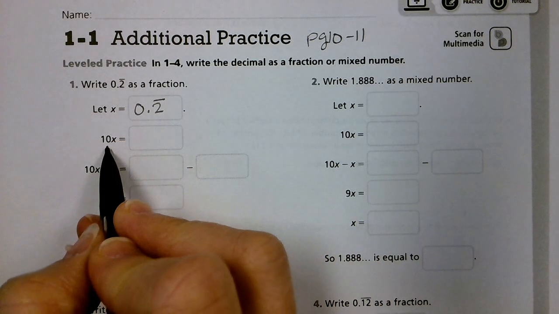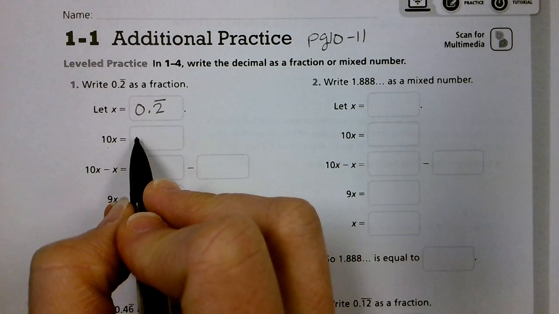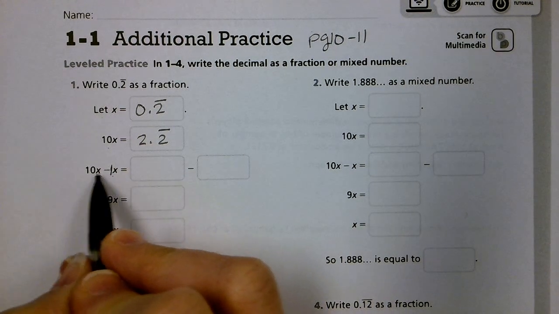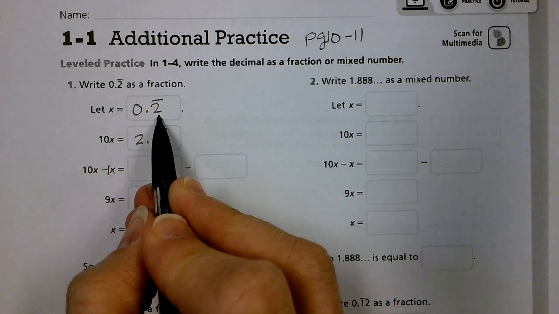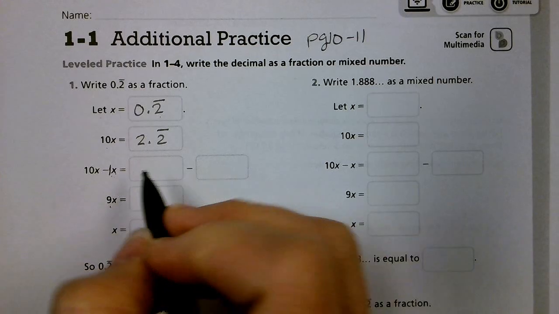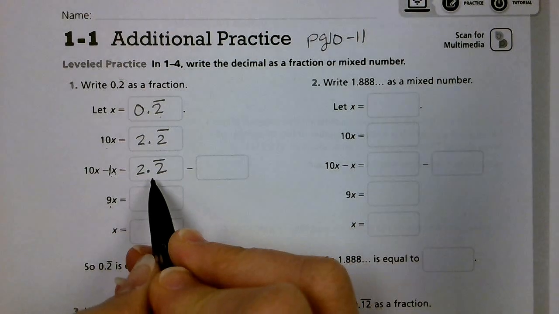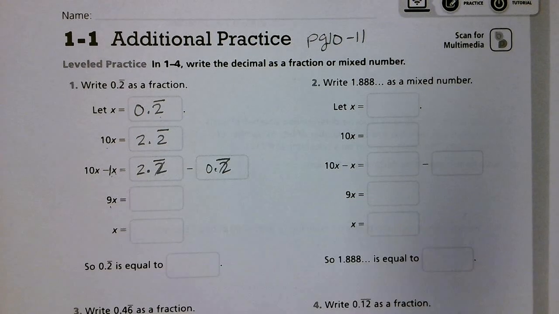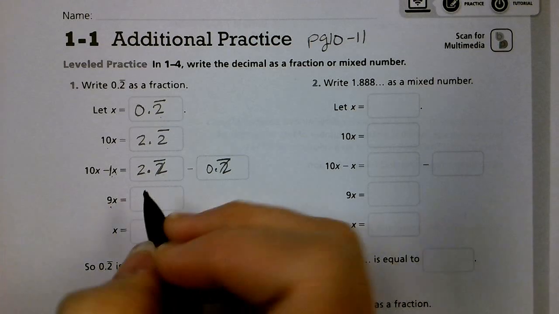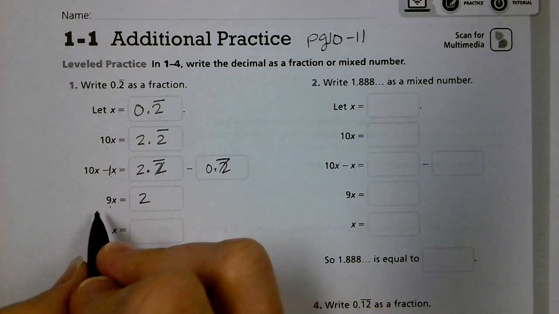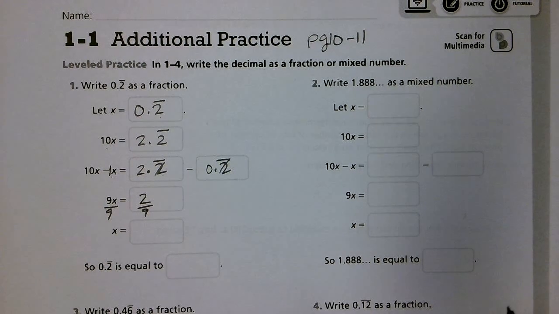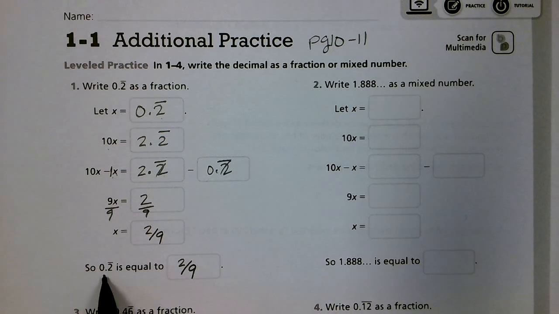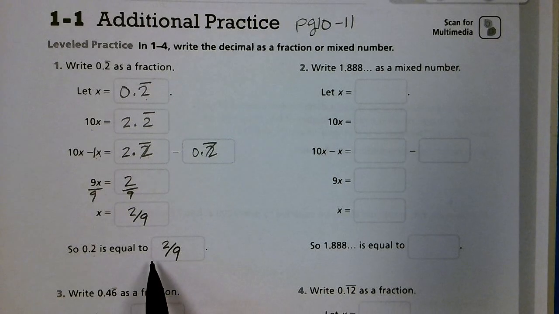The next step, we're going to multiply by 10 on both sides. So that's going to give us 2.2 repeating. Then what we want to do is subtract 1x, which is really subtracting 0.2 repeating. So that's going to give us 9x on the left side. And if we take 2.2 repeating minus 0.2 repeating, that's going to cancel out those repeating decimals that we're trying to get rid of and leave us with a 2. And then we're going to divide by 9 just like we did in one-step equations, and we get 2 ninths. So 0.2 repeating is equal to 2 ninths.